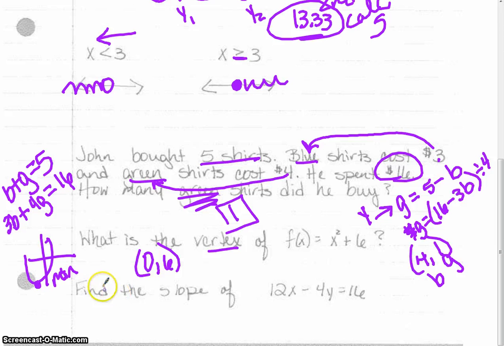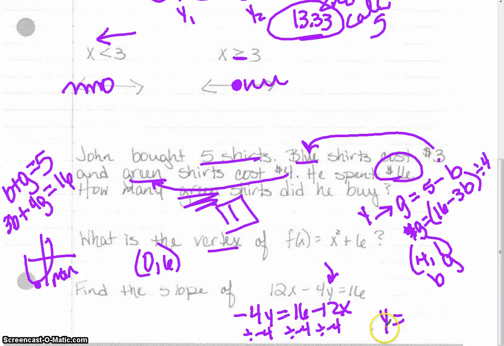Okay, the last one on your notes for the day is find the slope of 12x minus 4y equals 16. You got to get y by itself first. So move that 12x, and negative 4y is equal to 16 minus 12x. Everything gets divided by negative 4. So y is equal to 16 divided by negative 4, which is negative 4, and negative 12 divided by negative 4, which is a positive 3x. Slope is a number with x, and so m, which is your slope, is equal to 3.